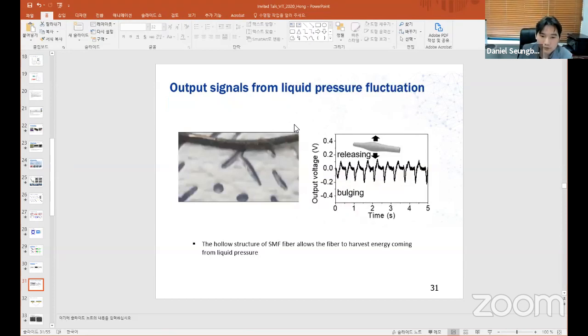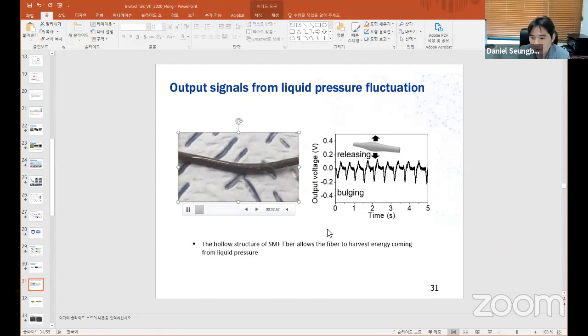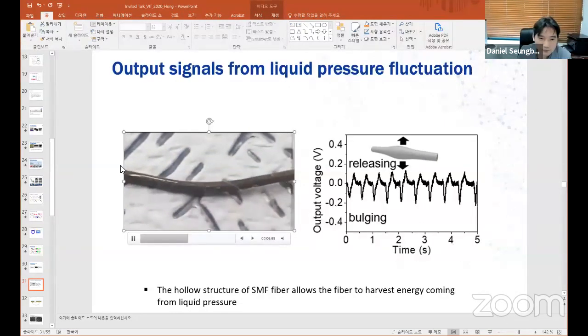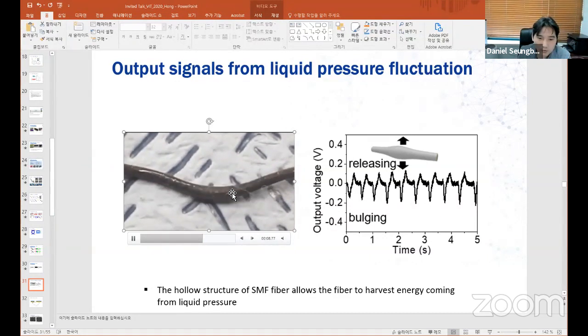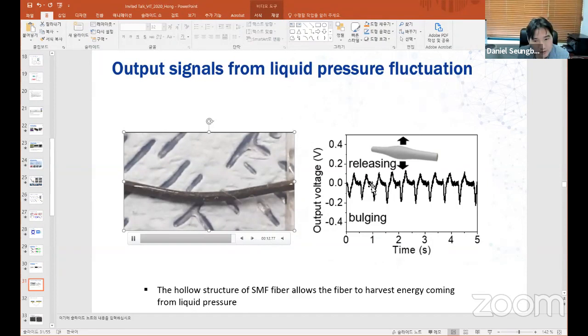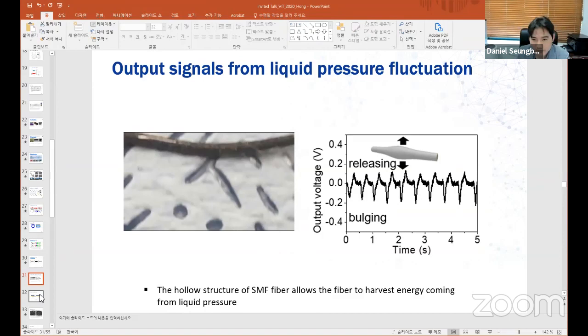And here I will show you some video. I'm not sure if you can see it clearly. I hope it will be shown. You can see that if we flow water through this small hole, it bulges. And when it bulges, you can see the fluctuation of the voltage, which means we can also use it as a flow meter or a kind of pulse flow detection for various purposes.